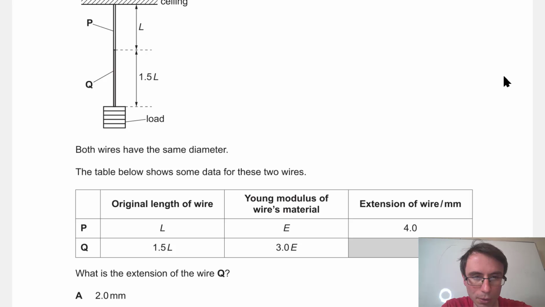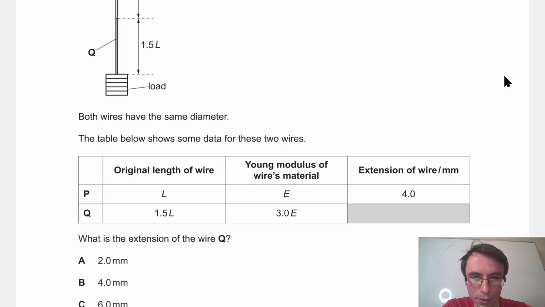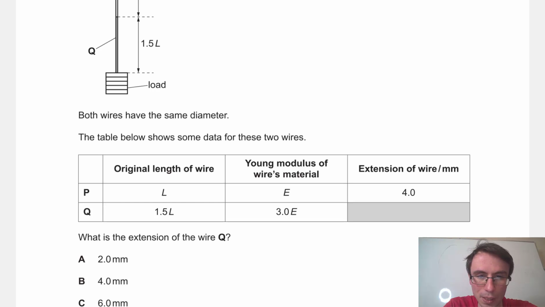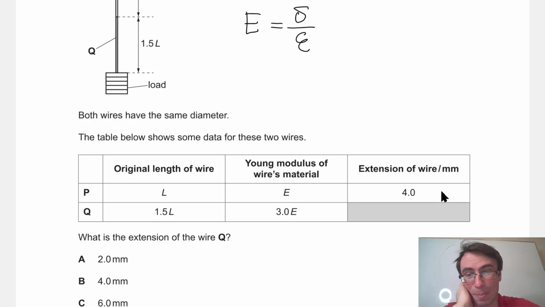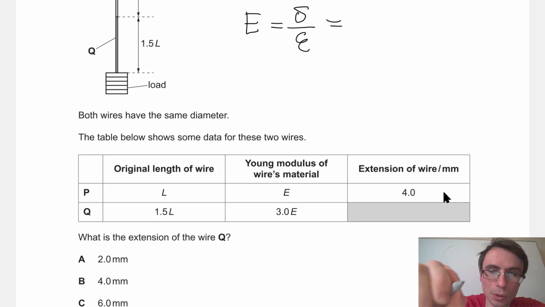And okay, these questions normally take quite a lot of time. We've got the Young's modulus. Okay, what is the extension of the wire Q? Okay, so we've got the original length of the wire is L, Young's modulus is E, and then the extension of this wire is 4.0. Well, Young's modulus is just going to be the amount of stress divided by the amount of strain, which is just going to be for the original wire.